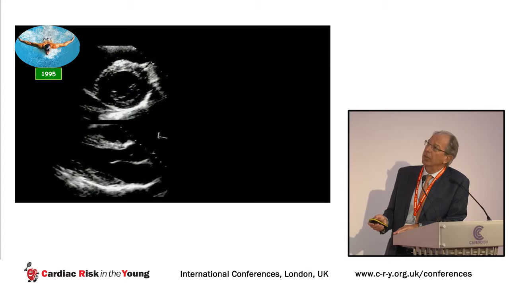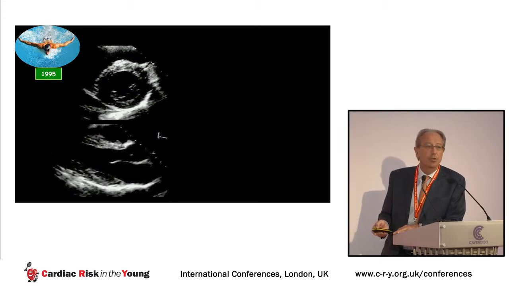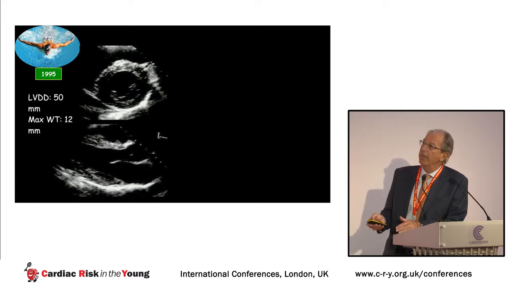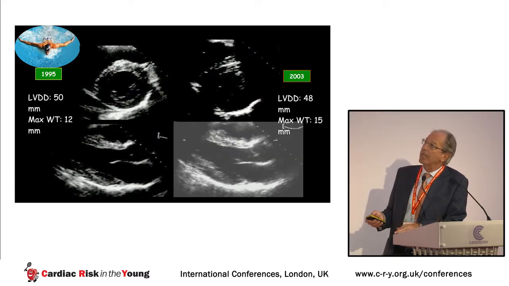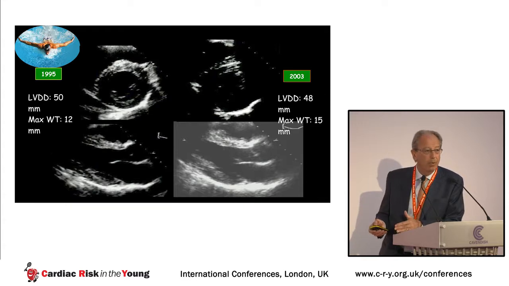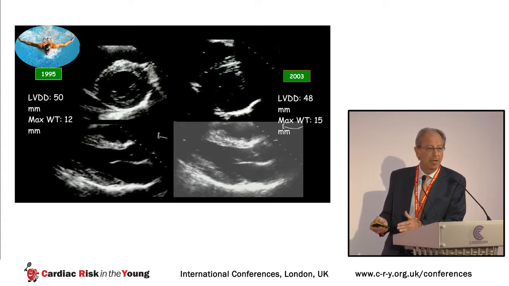That was the structure at the time, in 1995. Here, the left ventricular cavity was 50 millimeters. Maximum wall thickness was 12 millimeters. So we were not concerned. We said morphology is fine, structure is fine, no symptoms, Olympic swimmer, medalist several times. Okay, but eventually, just 8 years later, because we were following these guys each single year.